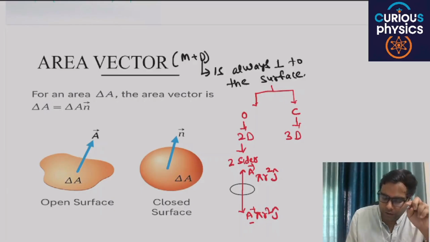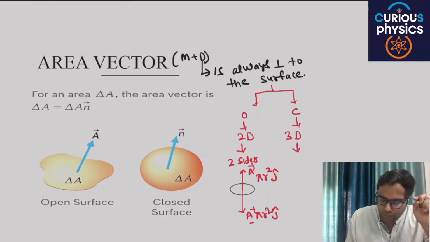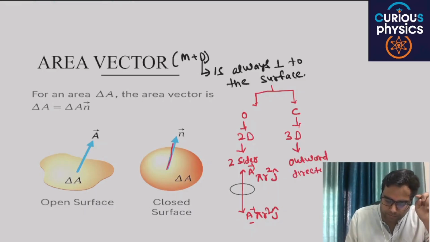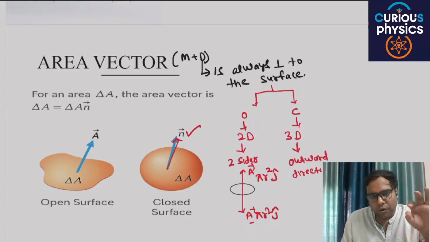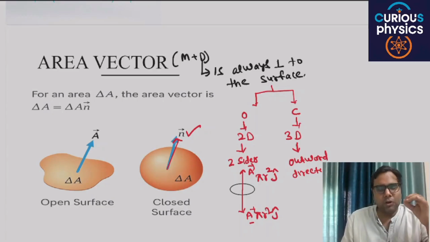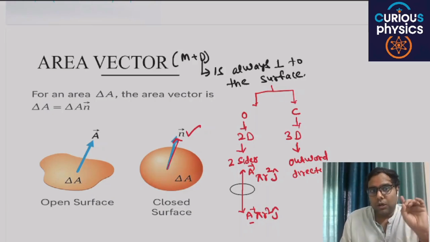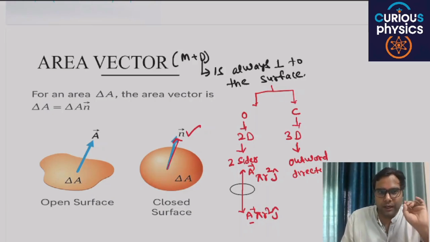But in case of 3D, it is always in the outward direction. For example, here the area vector is always outward and perpendicular to the surface. So that is all about the area vector. The area vector is always outward for 3D, and for open surfaces you have a choice, but you have to choose one direction and stick to it throughout your question. Okay, are you getting my point?